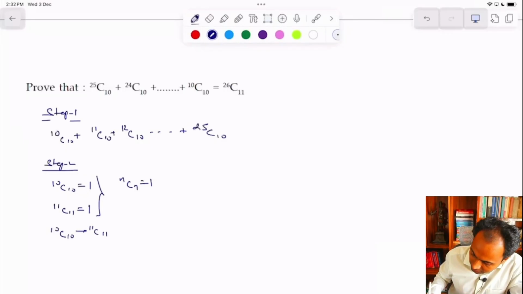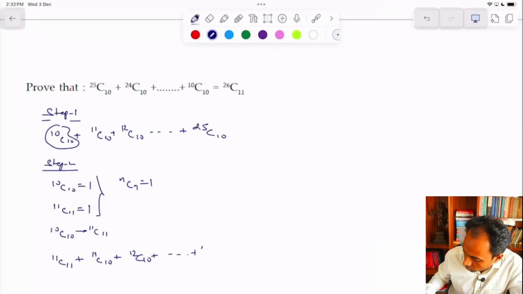So if I rewrite my series, it looks something like this: 11C11. So this term 10C10 has now been replaced. Then we have 11C10. Then we have 12C10. And it will go till 25C10.